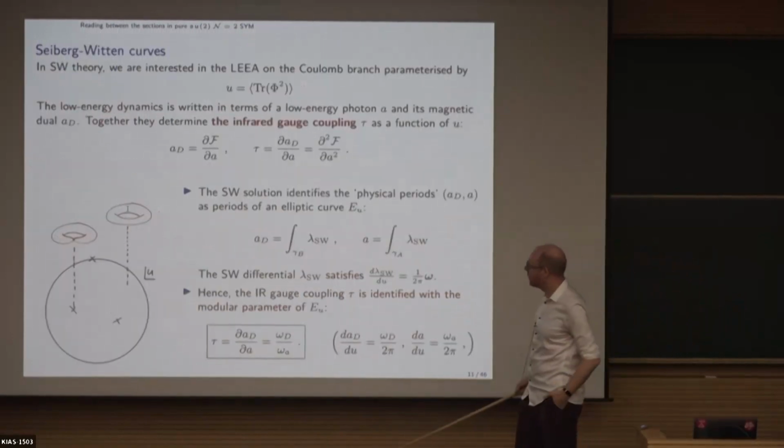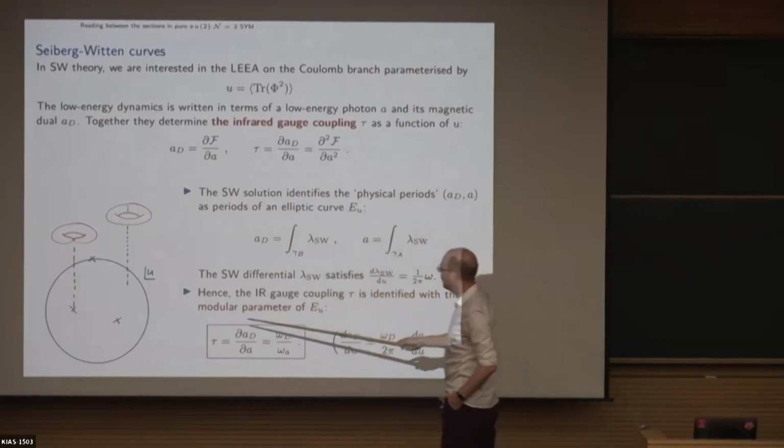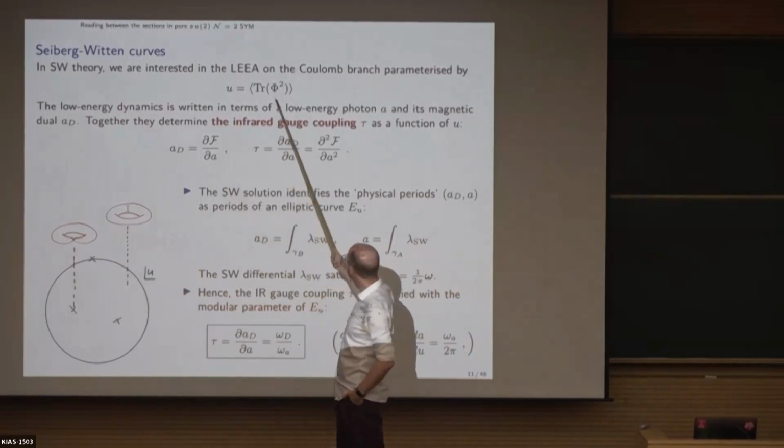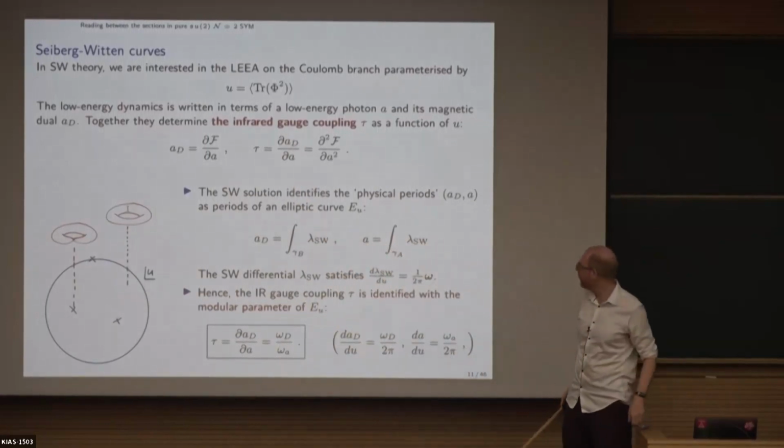Now, in a Seiberg-Witten theory, we are interested in the low energy effective action, as we said, as a function of the Coulomb branch parameter U, which is the VEV of the trace of phi squared in the UV vector multiplet.